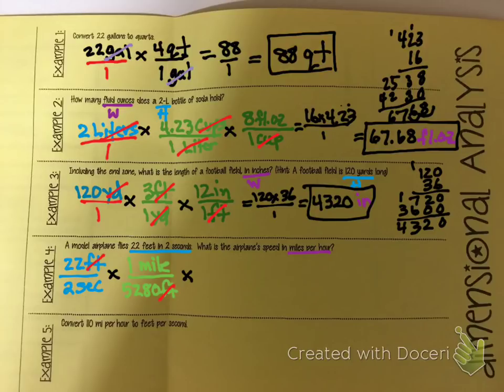So now we have to deal with seconds. So next conversion would be that there's 60 seconds in 1 minute. Now, why did I write it that way? Because I needed to get rid of the seconds from the bottom with the seconds on the top. Now, right now my answer is in miles per minute, but the question wants to know miles per hour. And so last, we've got 60 minutes is the same as 1 hour. And so the minutes can cancel with the minutes, leaving me with miles on top and hours on the bottom.